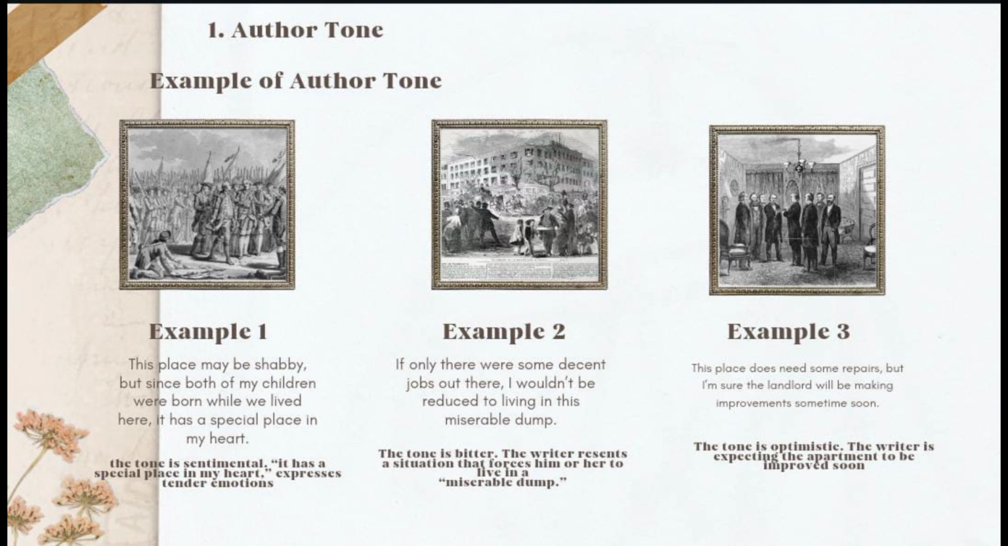And here, example two: if only there were some decent jobs out there, I wouldn't be reduced to living in this miserable dump. The tone is bitter. The writer resents a situation that forces him or her to live in a miserable dump. And the last example here: this place does need some repairs, but I'm sure the landlord will be making improvements sometime soon. The tone is optimistic. The writer is expecting the apartment to be improved soon.